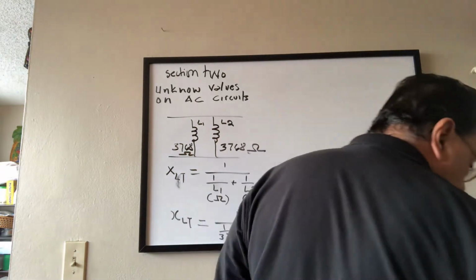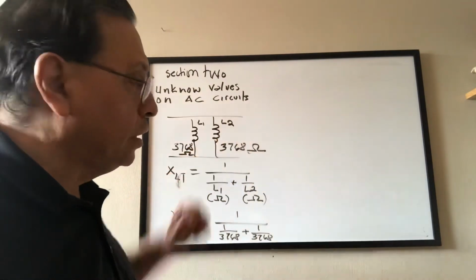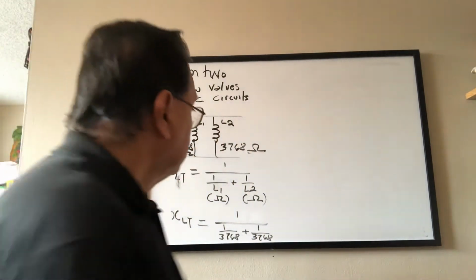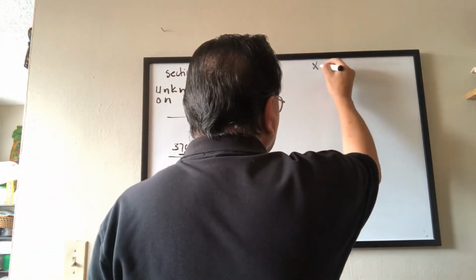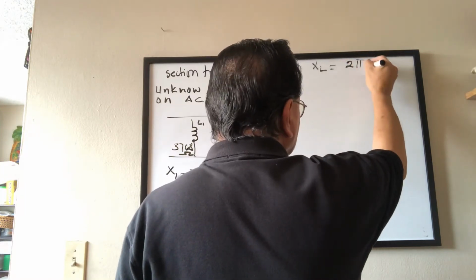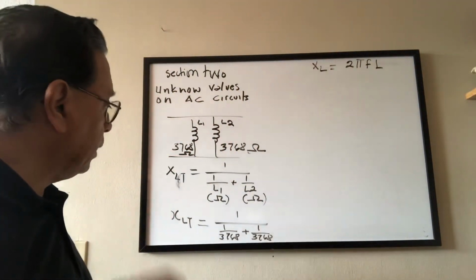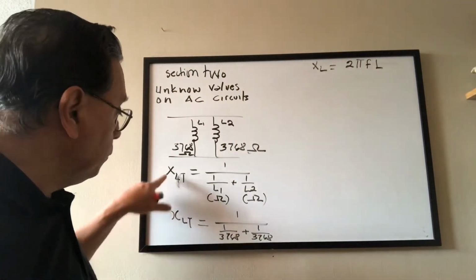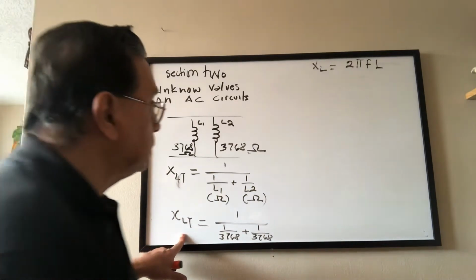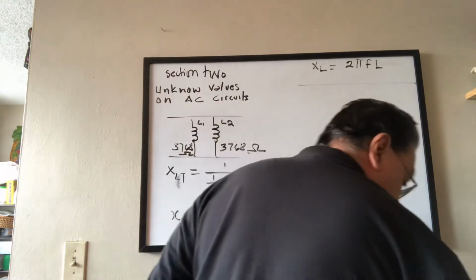Now keep in mind, first of all, you have to calculate, using the Henrys, the impedance in ohms, XL, which is equal to 2 times pi times the frequency times the inductance in Henrys. When you have both values, you apply this formula to calculate the total ohms. In my example, let's do this math.